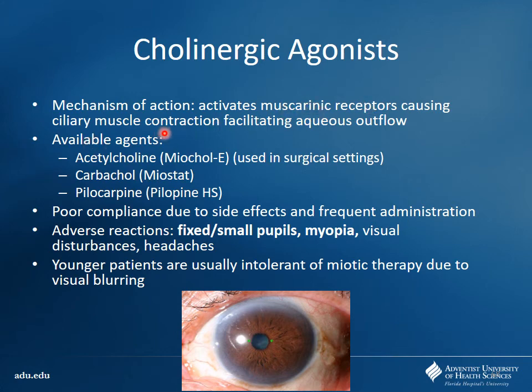So anyway, we have a couple agents here, and basically by activating those muscarinic receptors, we're going to cause that ciliary muscle contraction, and this will actually help to increase outflow of the aqueous humor. Okay. You have things like acetylcholine, which again makes sense because this is the natural ligand that binds to those receptors. This is more going to be used in the surgical setting.